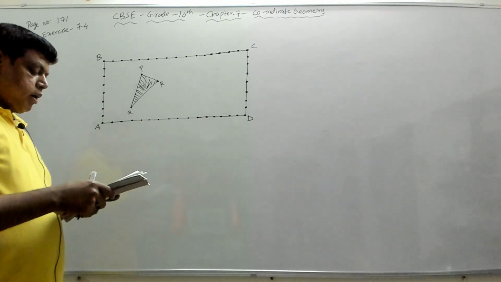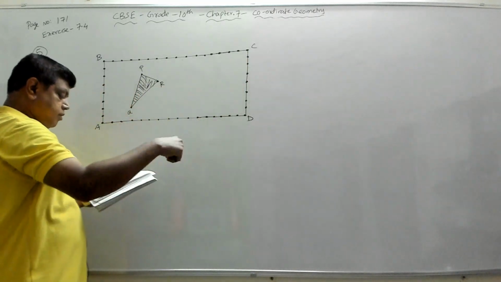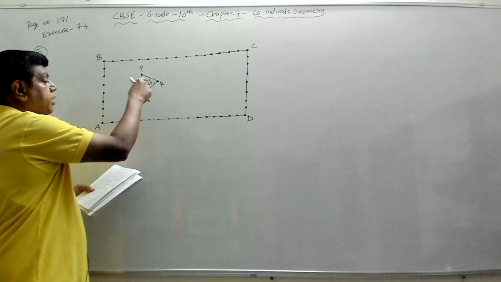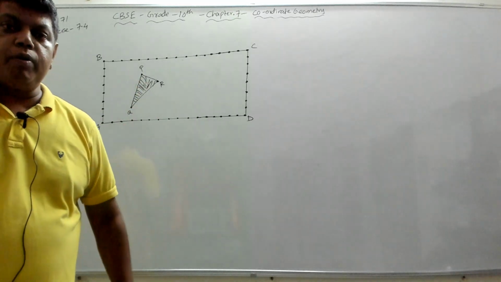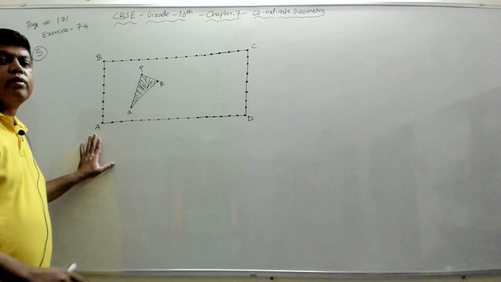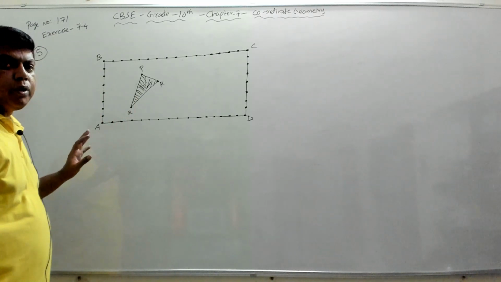And what will be the coordinates of the vertices of this triangle PQR if we take C as the origin? That is the second question. And also calculate the area of triangle PQR in each case. So we must find the area of the triangle PQR, if you take A as the origin, and if you take C as the origin.